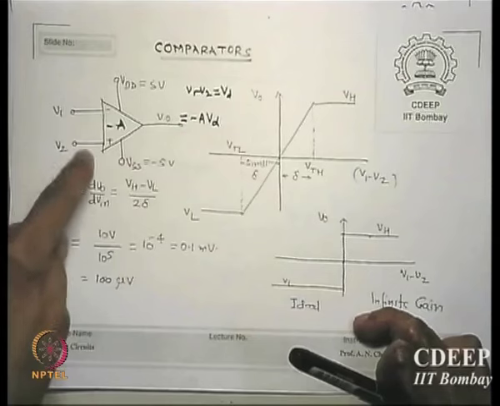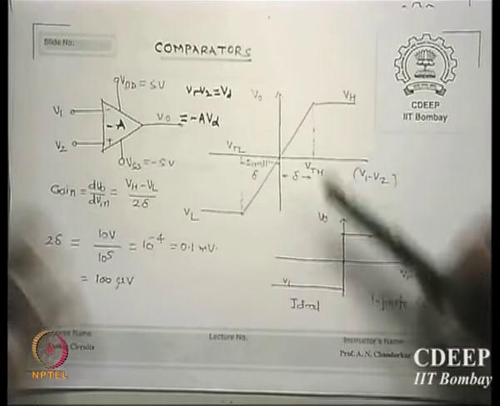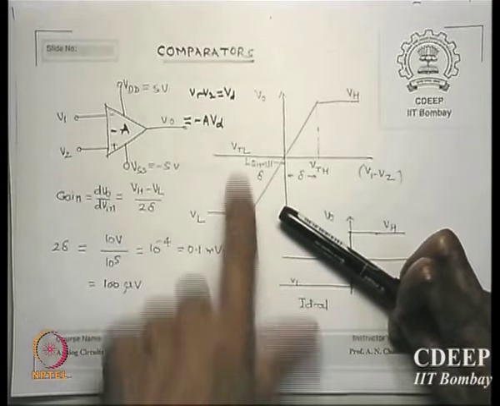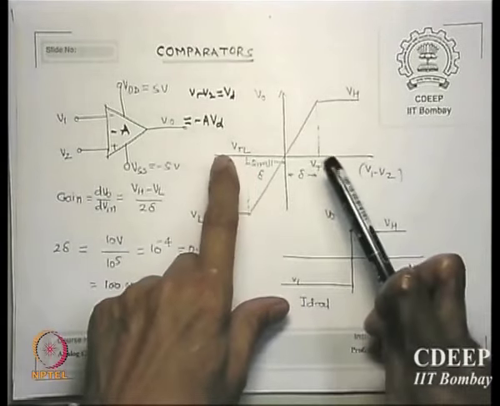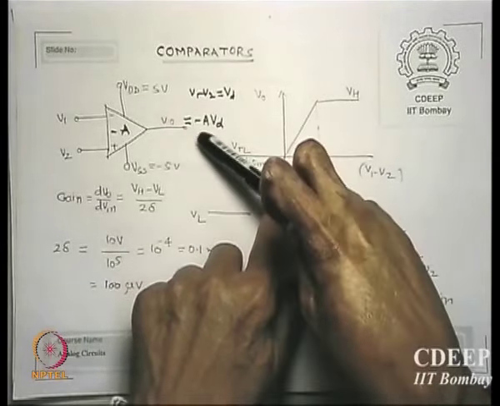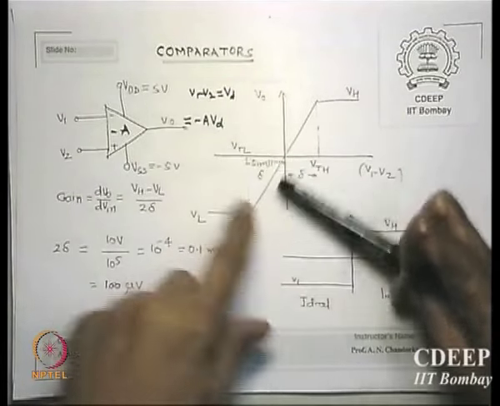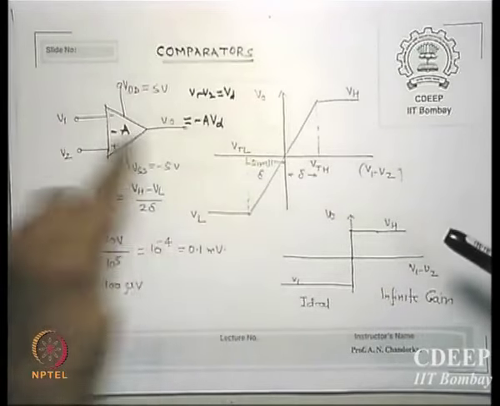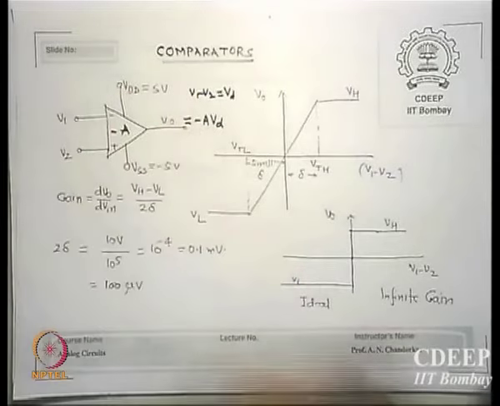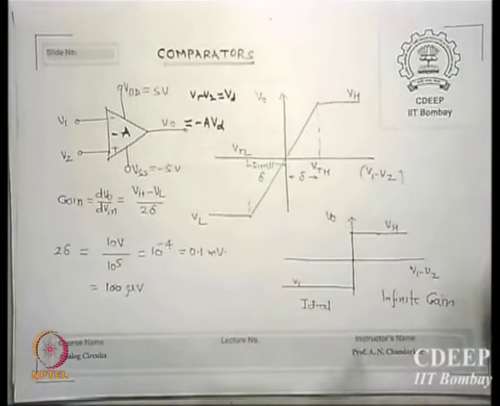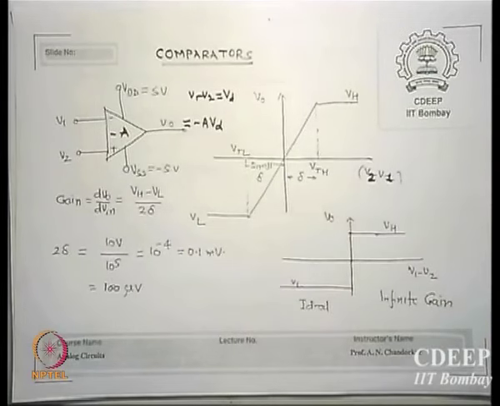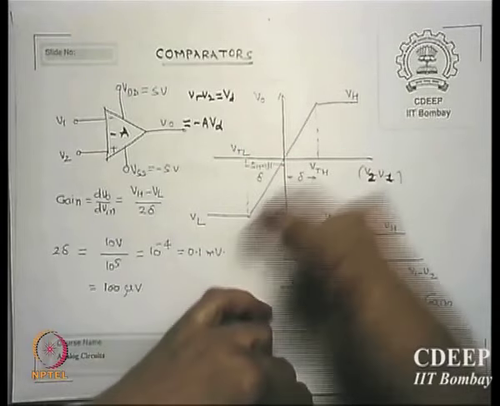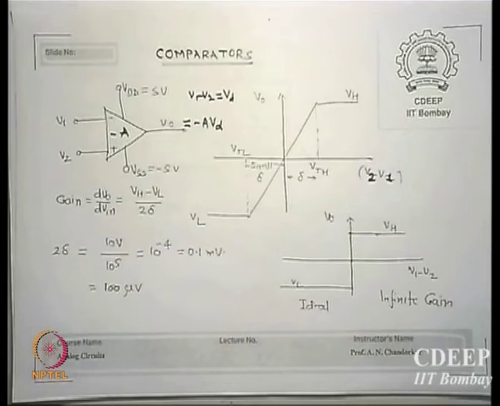If I plot this same thing on a graph, V0 versus differential, I see some small value of, say this is V1 minus V2, at zero, if there is no offset, output is zero. Okay. If V1 minus V2 is positive, or rather it should be opposite sign, because of the minus sign, theek hai, isko minus le lete abhi. If it is minus, the output will go high, and if it is plus, output will go to minus VSS.